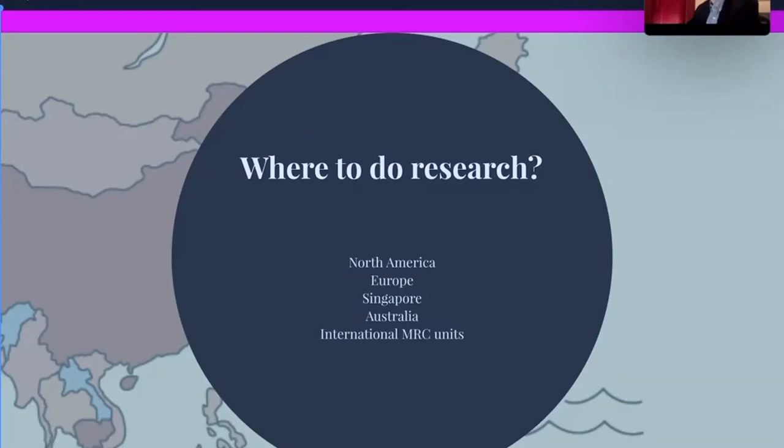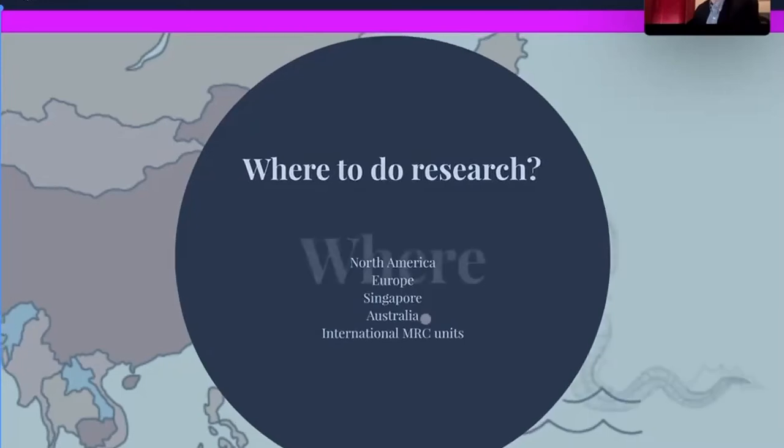And as I said, you can also look at the MRC units. There must be some in Africa. There are certainly some in Sri Lanka, maxillofacial. And since they are British, you might be able to get time to spend in those cutting edge units.